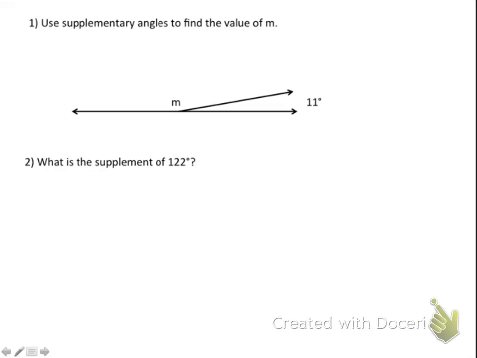Now we're going to talk about how you can use supplementary angles to find missing values. So in this case, you know that this angle here and angle M are supplementary because they form an angle that's 180 degrees, or a straight angle. I'm going to write this as a problem. I know that 180 degrees is equal to 11 degrees plus M.